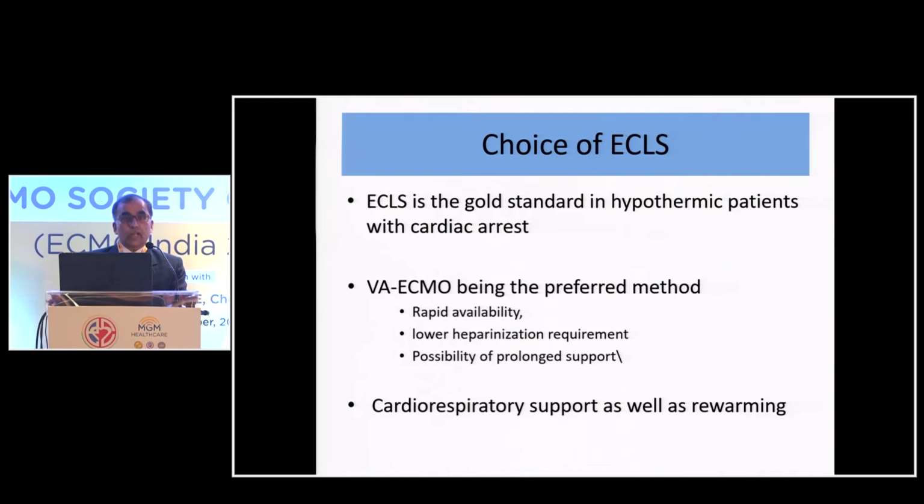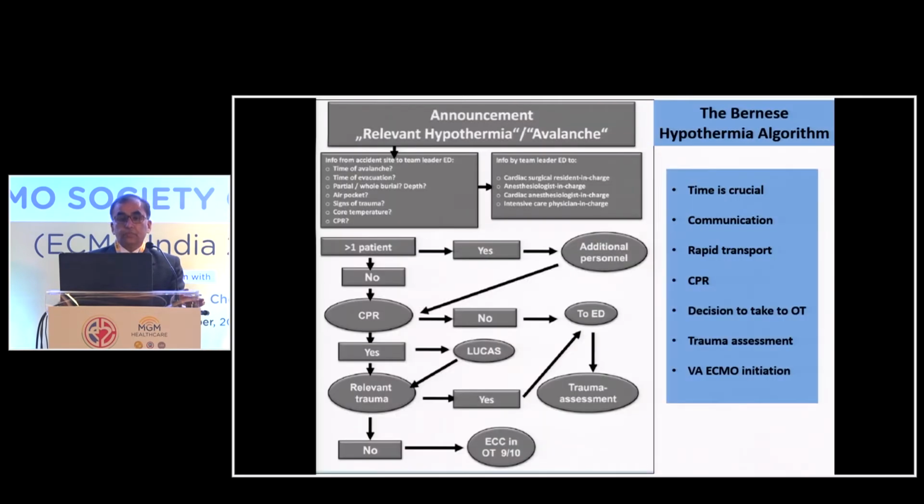So which ECLS? If you search the literature, you will find that some people have put the patient on cardiopulmonary bypass, and some are using other modalities, but the gold standard is VA ECMO, because it has rapid availability, we can put it on very quickly, and low heparin is required, so the bleeding risk, which is very common in these patients, can be reduced. If the support is required for a longer time, it is very easy to continue. And moreover, besides rewarming, it is going to give us cardiorespiratory support as well.